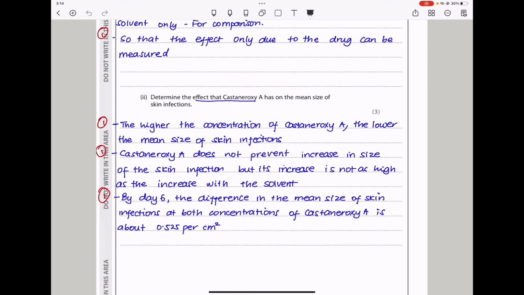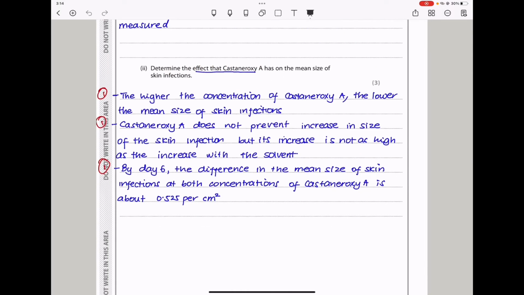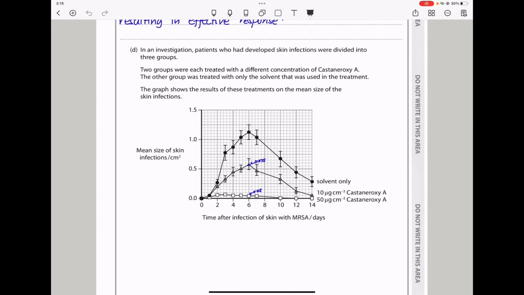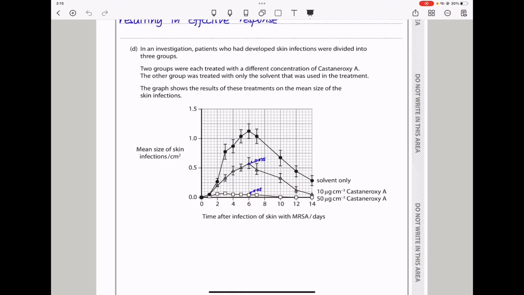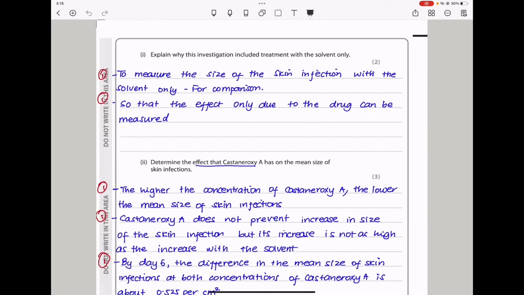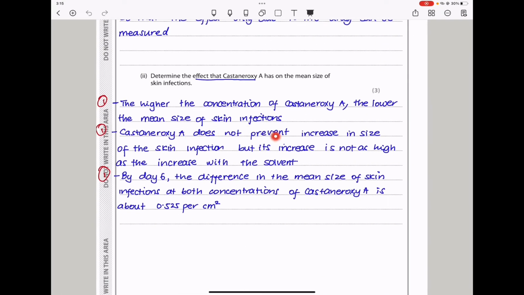Next I say, determine the effect that Castaneroxy A has on the mean size of skin infections. I've already talked about the results from the graph. So the higher the concentration of Castaneroxy A, the lower the mean size of skin infections. Here we can see with a higher concentration, which is this, we have lower mean size in comparison to this that has a lower concentration. And then Castaneroxy A does not prevent increase in size of the skin infections, but its increase is not as high as the increase with the solvent.